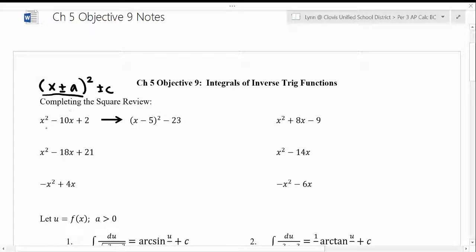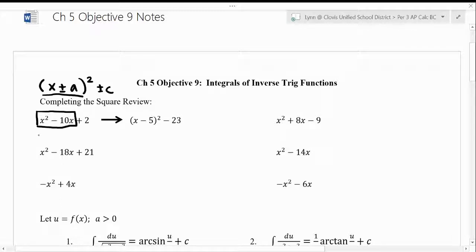So for example, if I take a look at x squared minus 10x plus 2, there's no way for me to figure out what times itself will give me this trinomial. So what we do instead is we take a look at just the variable terms and we make that piece a perfect square, and then we figure out what we add or subtract so that we can make it equal to 2 after all.